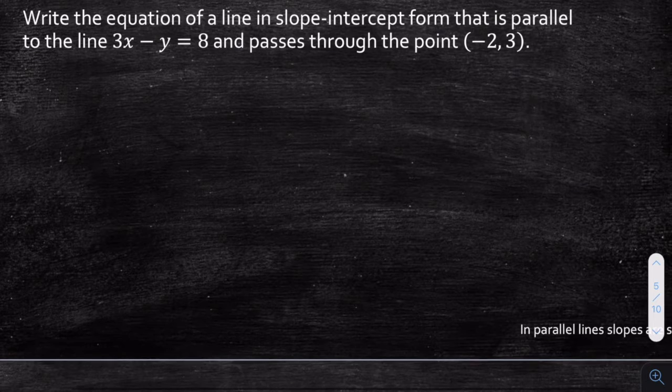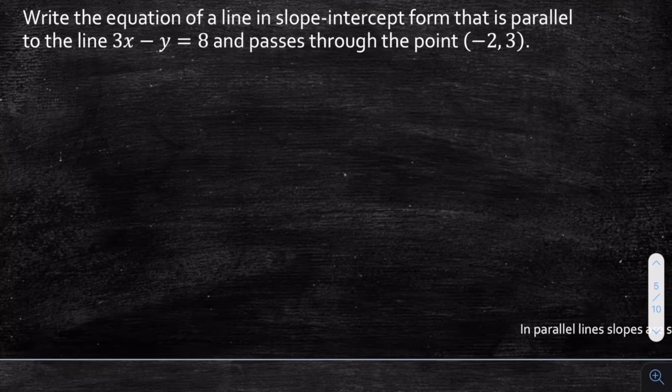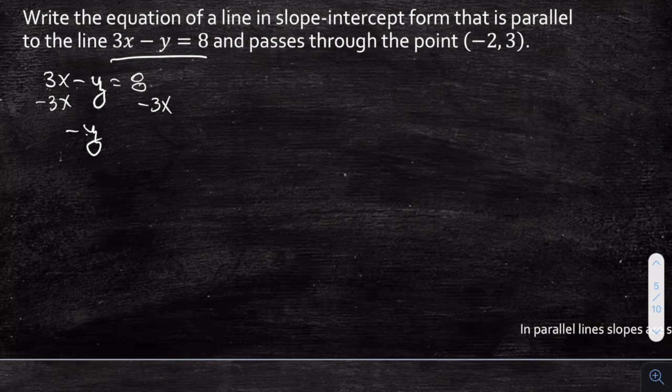Example 2 says write the equation of a line in slope-intercept form that is parallel to the line 3x minus y is equal to 8. Now that's in standard form and we need to know what the slope is, and it also passes through the point negative 2, 3. We're going to have to turn this equation into slope-intercept form so that we can readily see the slope. So we're going to copy it down here, and I'm going to subtract 3x and get negative y is equal to negative 3x plus 8.